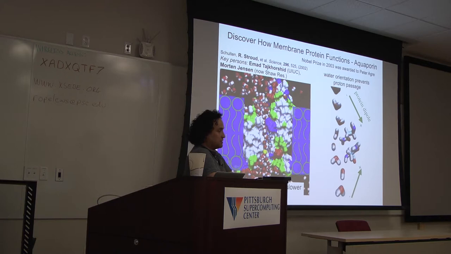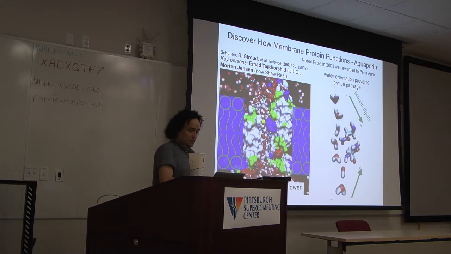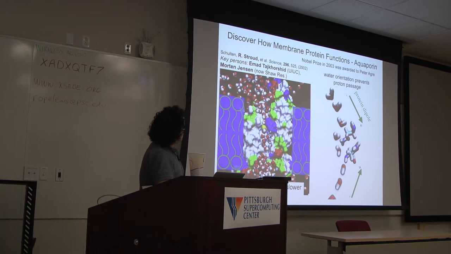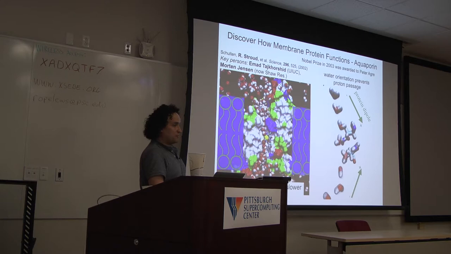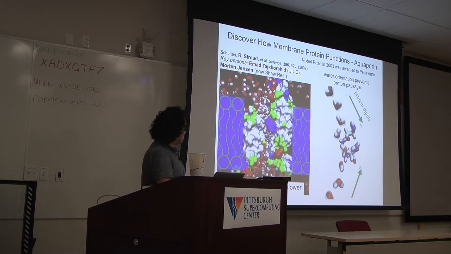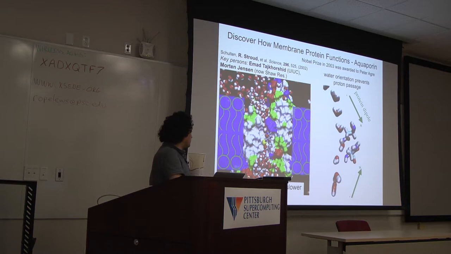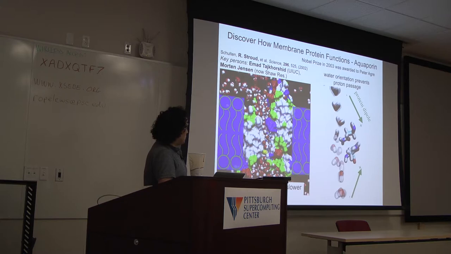So this was the work done on aquaporin back in 2002. These were Emad Tajkhorshid, who is a professor at UIUC, and Morten Jensen, who is now at D. E. Shaw. This was a breakthrough back in the day, because it was an aquaporin. You can see the lipids are simplified for this movie, but they're actually in the simulation. And what you can see is this very nice translocation of water through the pore.